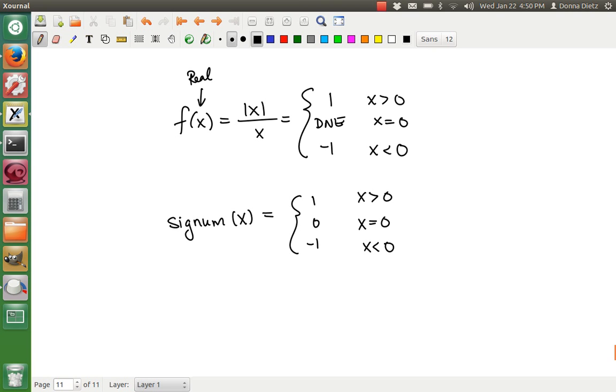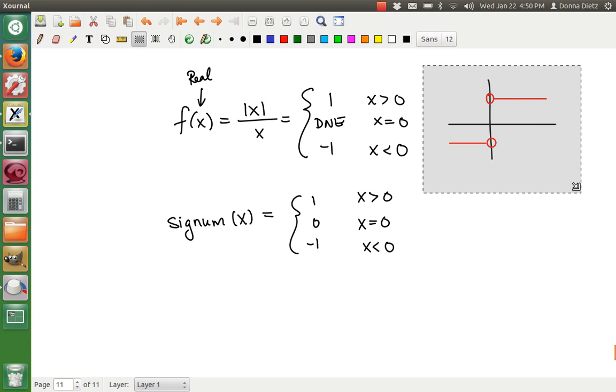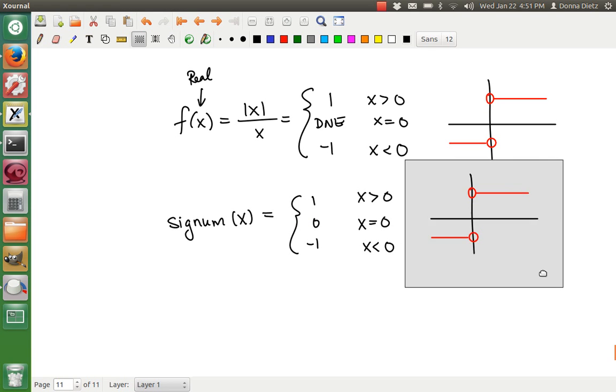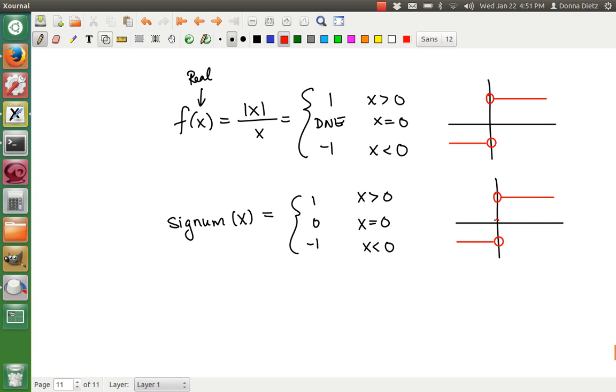This function looks like this. We have a hole. It's got a jump discontinuity in it. And the only difference between absolute value of x over x and signum is that signum throws a point right in there. So it still has a jump discontinuity. It just is actually defined at 0. Okay. So in both of these functions, I'm going to call this g.